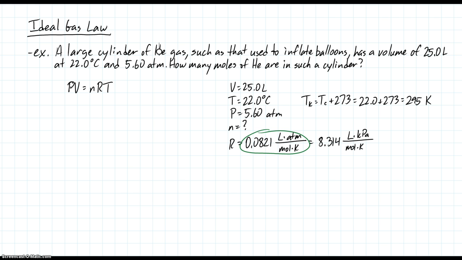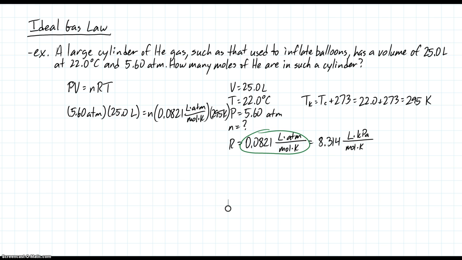So now we've identified the proper form of R. We have our volume, temperature, and pressure all in units that we want, so we can go ahead and plug everything in. So we have 5.60 atmospheres times 25.0 liters equals N, the thing we're trying to find, times 0.0821 liters times atmospheres over moles times kelvins, all times 295 kelvins.